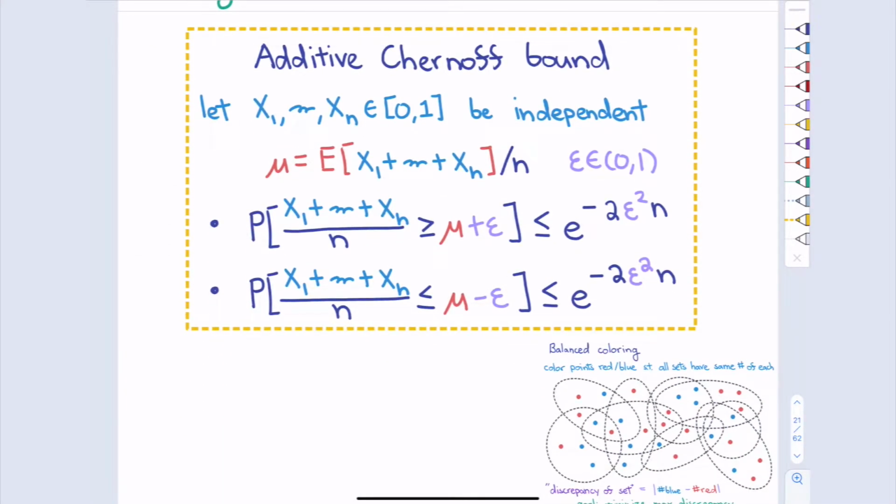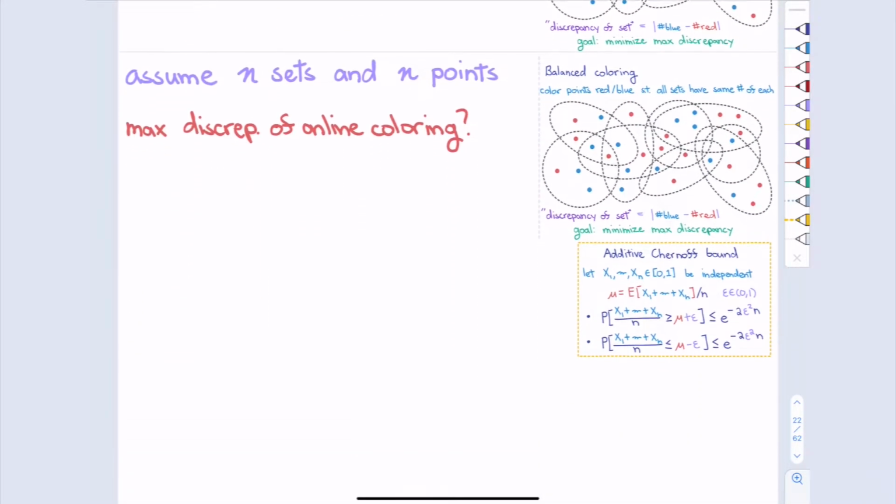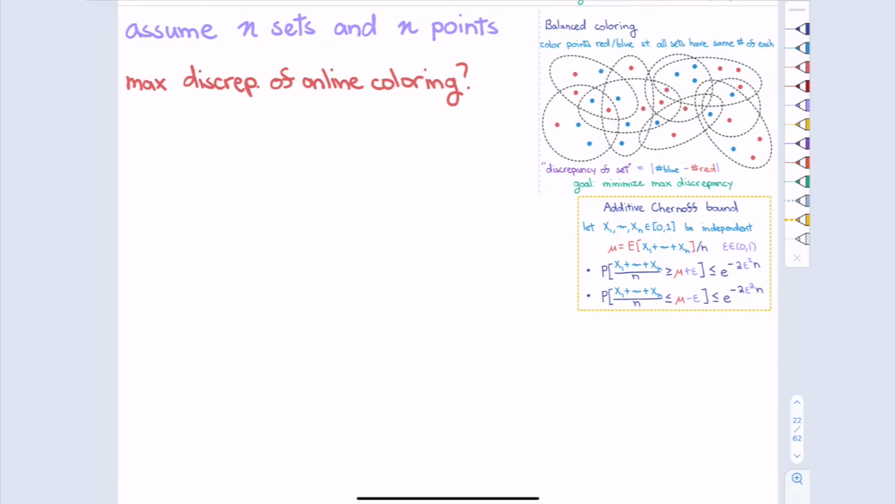First of all, let me briefly remind us of the additive Chernoff bound, because we're about to use it again. That's this. It's going to be on the side. What I want to do is look at this symmetric case where we have n sets and n points. And the question is, if I just randomly color everything red or blue, what will be the maximum discrepancy of a random coloring?